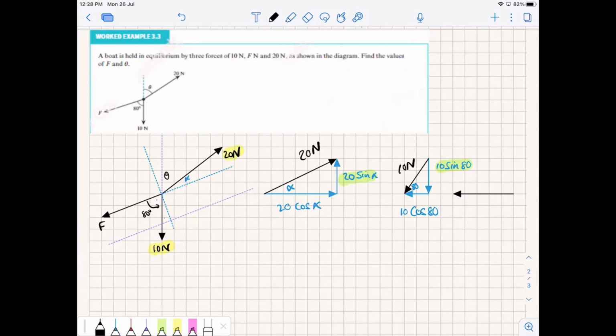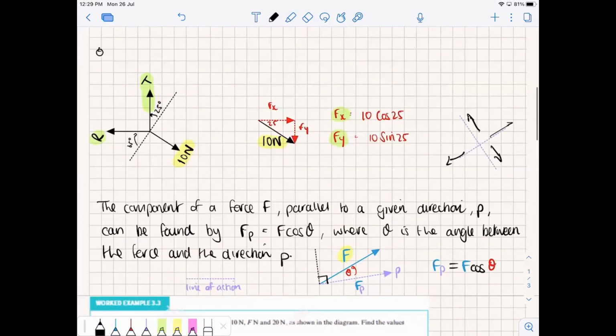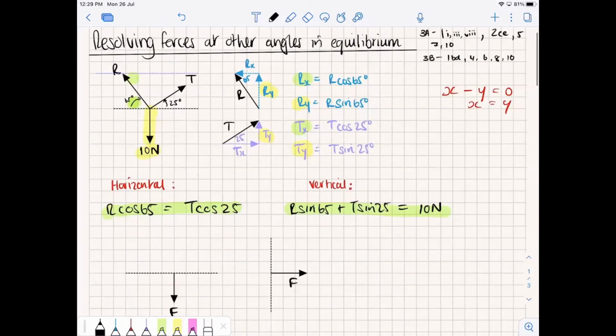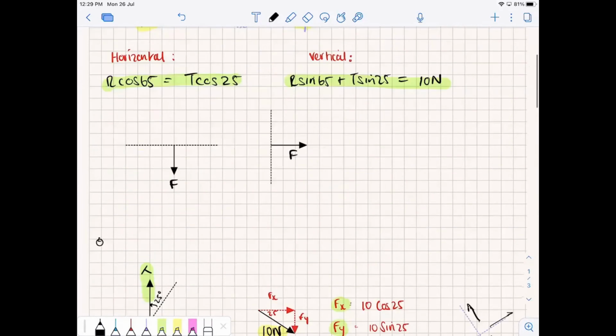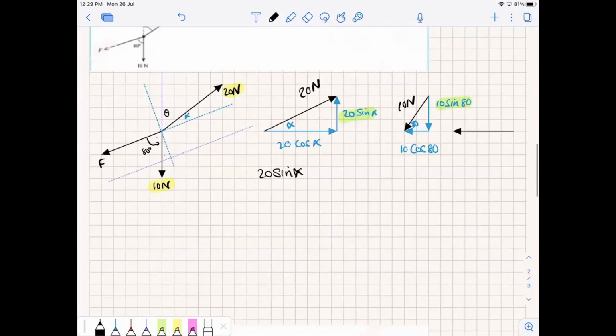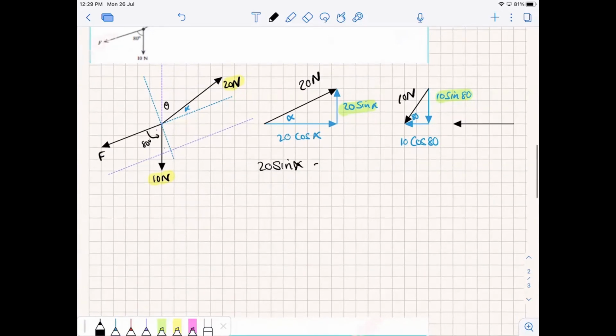So then it's just 2 sine alpha minus 10 sine 80, and then we solve for alpha. Well, we can say 20 sine alpha minus 10 sine 80 is equal to 0. But using the fact that x minus y equal to 0 is just x equal to y, I can say that the vertical component going up, 20 sine alpha, must just be equal to the vertical component going down, which is 10 sine 80.